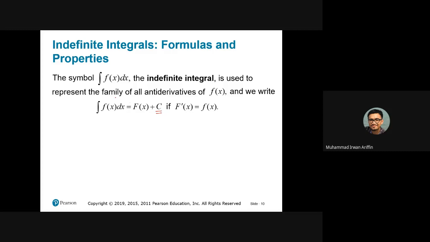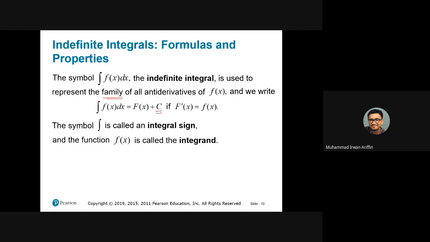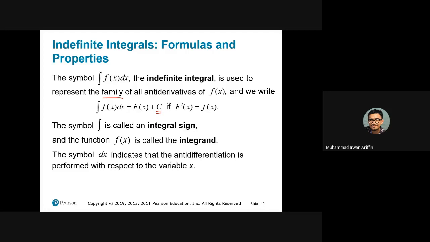So it basically represents the whole family of antiderivatives. C can take any value. That symbol is called the integral sign, while the function f is called the integrand. The symbol dx indicates that the anti-differentiation is performed with respect to the variable x, and the arbitrary constant c is called the constant of integration.